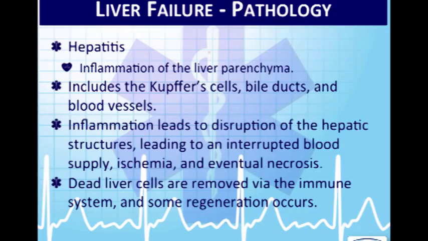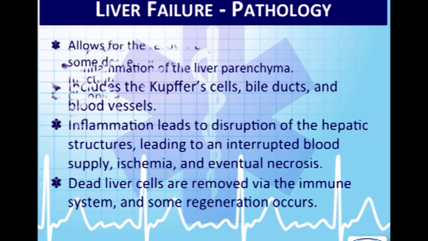In the liver, we have all different kinds of cells. Some of these dead cells get removed. However, when it gets very inflamed, the ability to detoxify really goes down, and a lot of these toxins can build up quite a bit and can make the liver worse and worse.